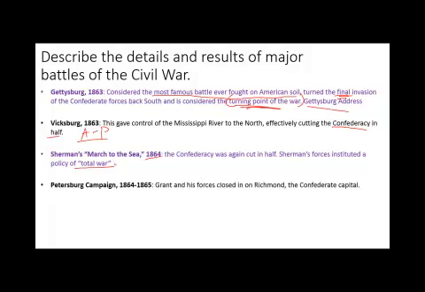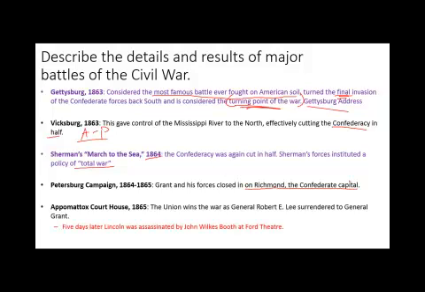Petersburg Campaign, 1864-65. Grant and his forces closed in on Richmond, the Confederate capital, which was originally located in Alabama, then moved to Richmond, but now we are looking at the capital itself. Appomattox Courthouse, 1865. The Union is officially declared the victor. General Robert E. Lee surrenders to General Grant. Eventually, he will become president. Five days later, Lincoln assassinated by John Wilkes Booth at Ford's Theater.